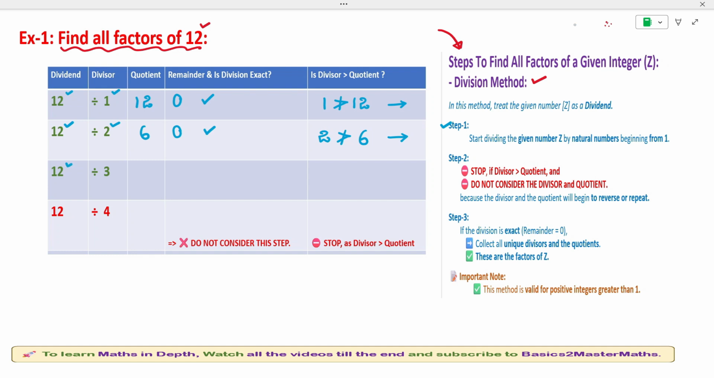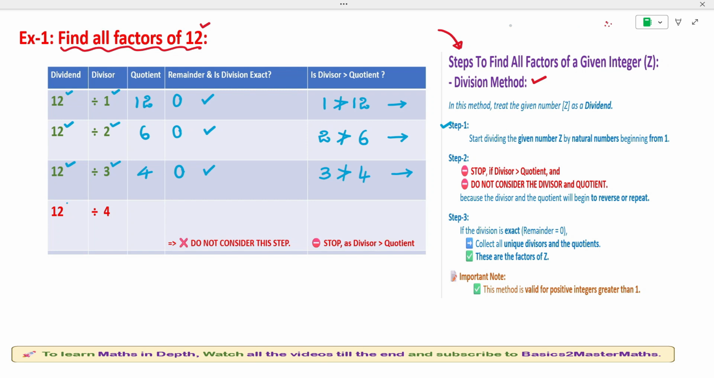When we divide 12 by 3, we get 4 as the quotient and 0 as the remainder. So, this division is exact. In this case, the divisor 3 is not greater than the quotient 4. So, move to the next step.